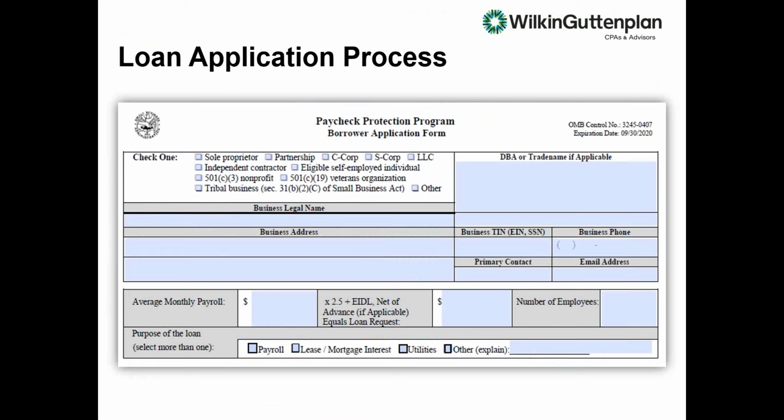Bottom left, the big rectangle box, to the left it says average monthly payroll. To me, this is the most important box on this form. This is the number that's going to drive how much you qualify for a loan. And then if you move to the right, you multiply that number by 2.5 times, and that's the amount that you would qualify for a PPP loan, assuming you don't have an EIDL loan that you're rolling into this.